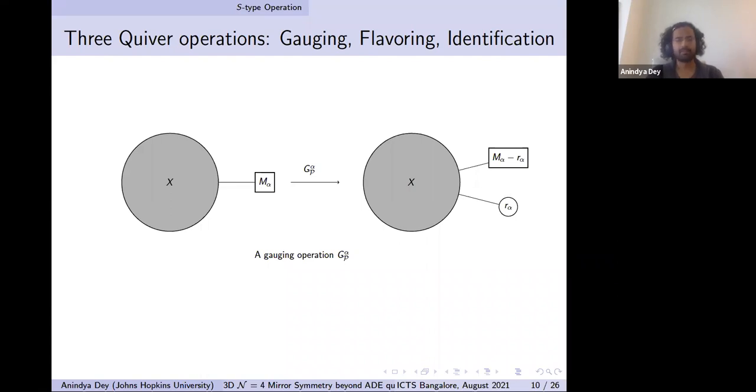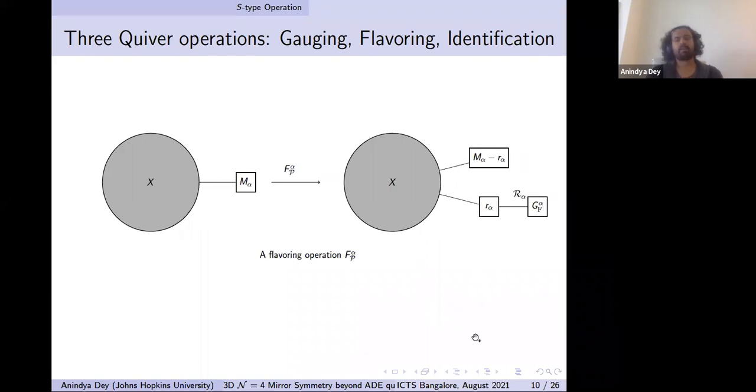Now, in addition, I can think of the flavoring operation. So in addition, what I can do is take this U(M alpha) node, break it into 2, R alpha and M minus R, and then flavor this with some additional hypermultiplets. So I'm not gauging in this operation. This is just a flavoring operation.